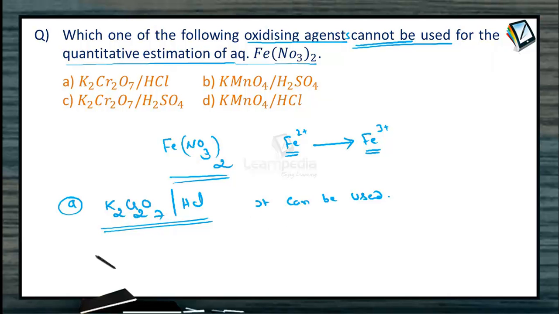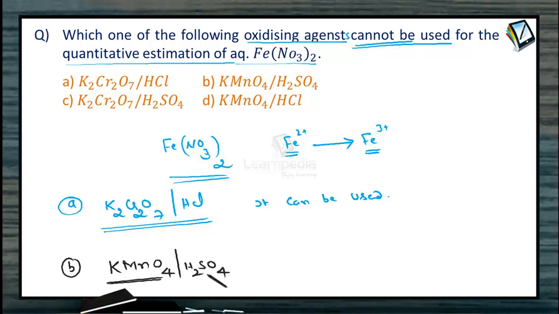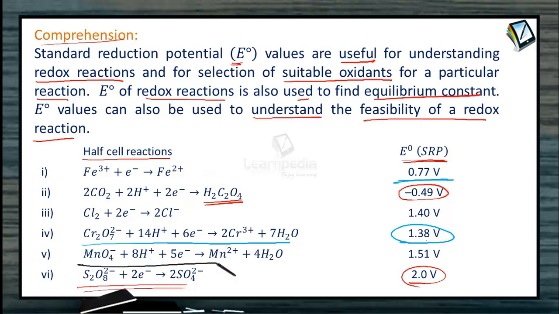It can be used. And when we go for option B, we have KMnO4 in the presence of H2SO4. Now let us see the standard reduction potential of permanganate. And once again, this is sulfuric acid. So we have to see that this permanganate can bring about the oxidation of only ferrous to ferric, but not SO4 2 minus. So let us compare the values. For permanganate we have the standard reduction potential as 1.51 volts. But for sulfate we have 2, it is more. Therefore, it cannot bring about the oxidation of sulfate ion.